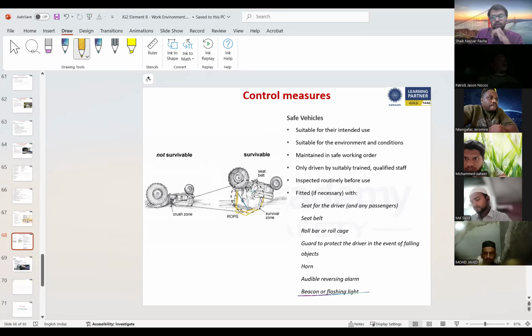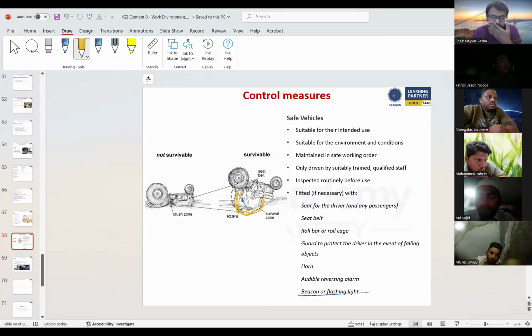So what is the benefit of using this? If the vehicle overturns, there is a higher possibility of the driver's survival. So the driver can survive. But if there are no rollover protective structures, then the worker could get crushed between the ground and the vehicle. So the chances of survival are very less.